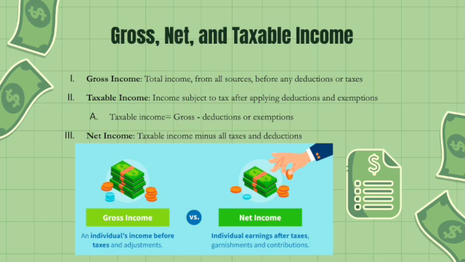because it allows them to have more money for either themselves or for the people around them, or for their company, and so on. And then net income is the taxable income minus all taxes and deductions. So it's the final money that you take home with you.